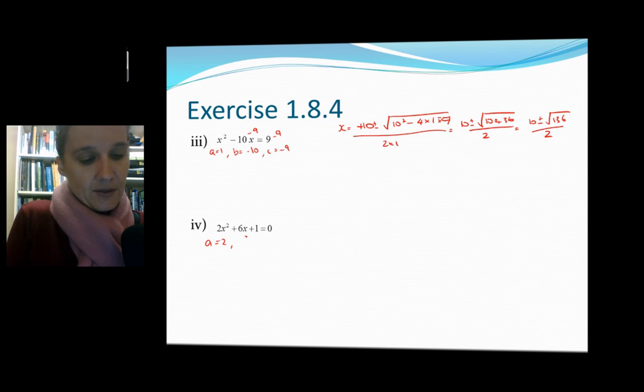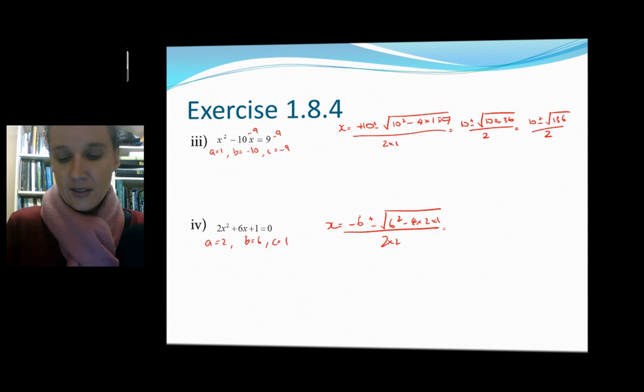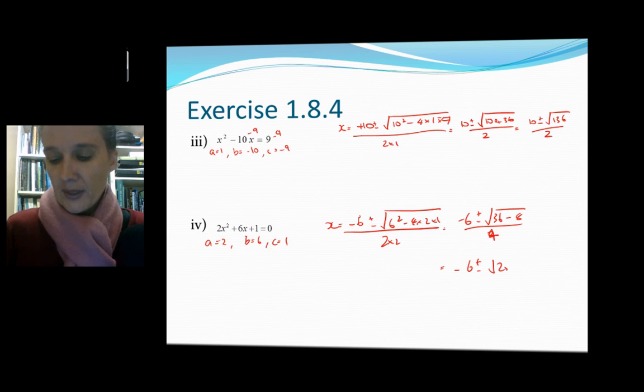And so on. b is 6, c is equal to 1. x is equal to minus 6 plus or minus the square root of 6 squared minus 4 times 2 times 1. So here we've got minus 6 plus or minus the square root of 36 minus 8, on 4. That gives us minus 6 plus or minus the square root of 28 on 4.